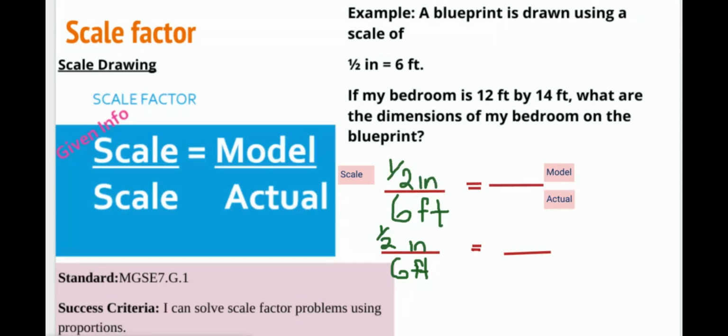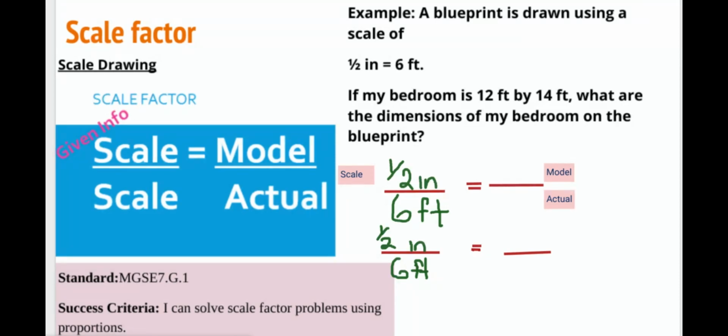Here's a helpful scale factor proportion you can use. The proportion consists of two ratios that are equal. In the first ratio, you'll provide your given information, the scale. Then it's equal to the model dimension over the actual dimension.